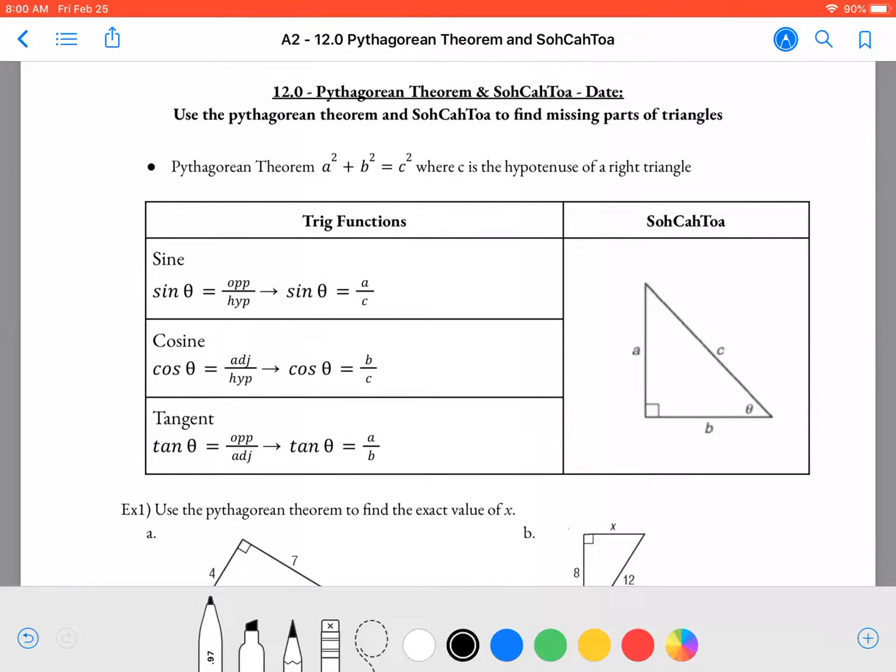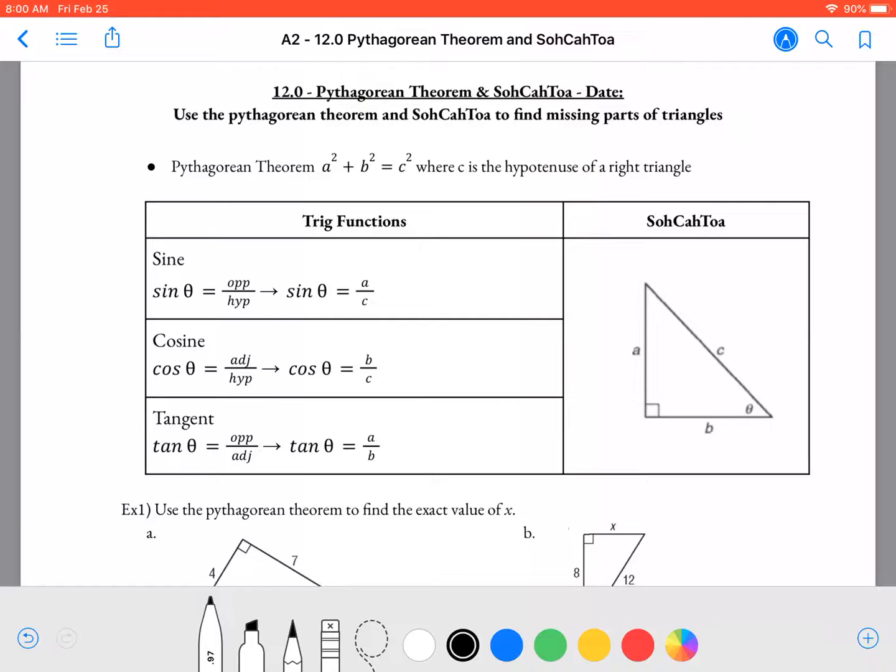Alright, today we're looking at the Pythagorean theorem and SohCahToa, so the basics of trig, right triangle trig. So if you remember, the Pythagorean theorem is a squared plus b squared equals c squared, and that is when c is the hypotenuse, so that is the longest side on the triangle, and also the side that's always directly opposite of the right angle.